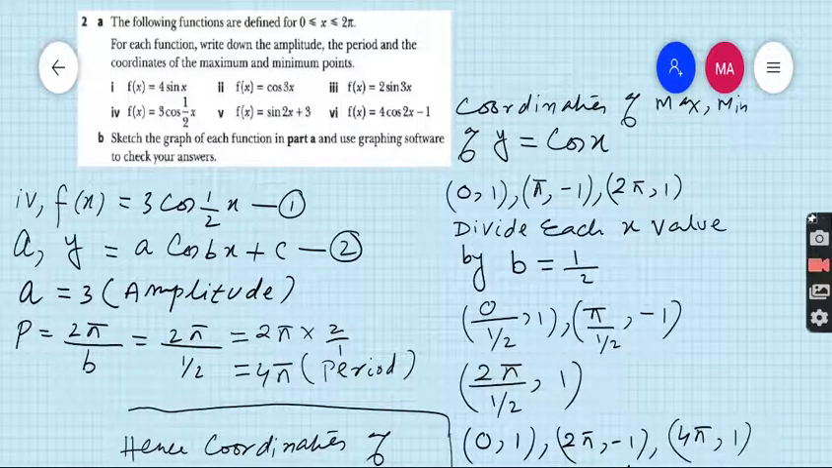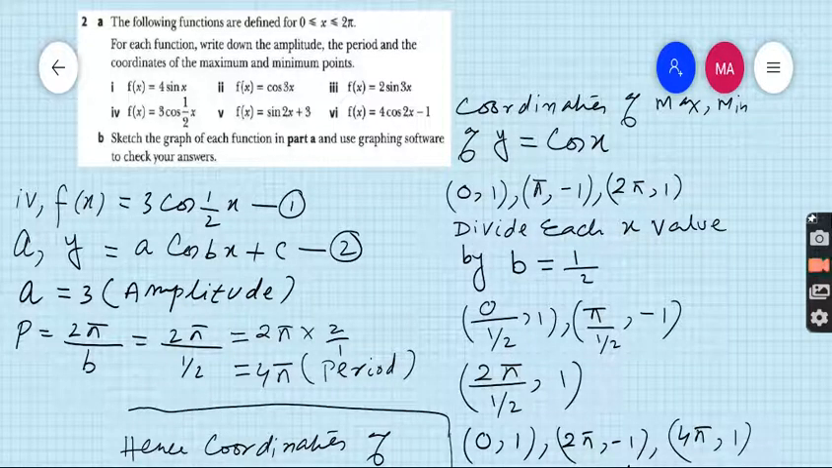So part 4 is f(x) equals 3 cos (1/2)x. Assign the name of this equation as equation number 1. Part A. First we have to write the general or standard equation of cos x. The standard equation is y equals a cos bx plus c. Assign the name of this equation as equation number 2.